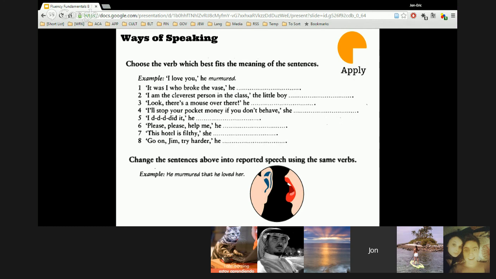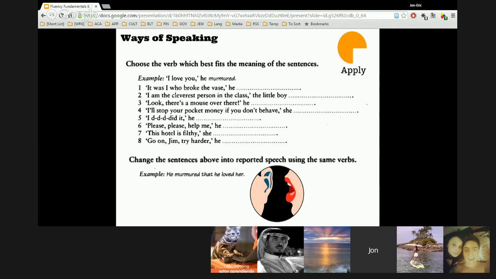No, that's 100% correct. There is an alternative. You could say she threatened to stop. If I was going to put it in the first person, she threatened to stop my pocket money. She threatened to stop his pocket money. Okay, but would is perfectly okay because you're right. Was becomes would. No problem at all.